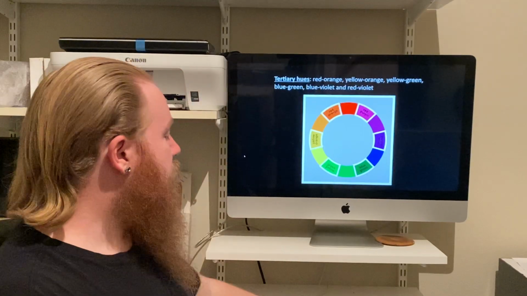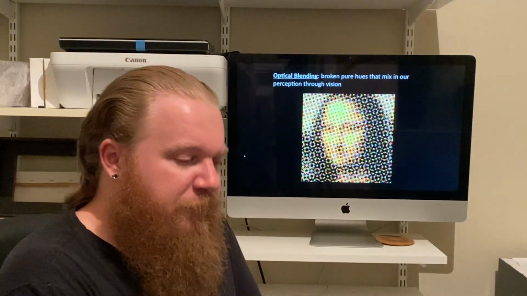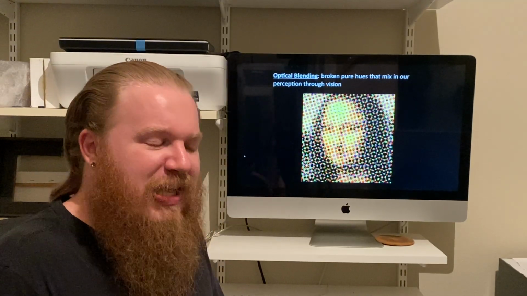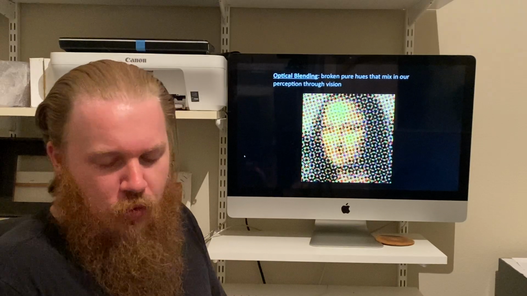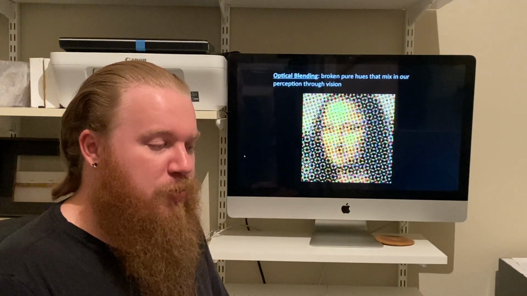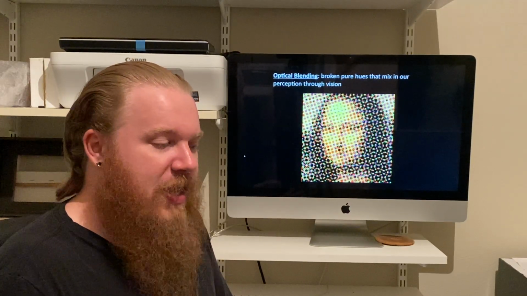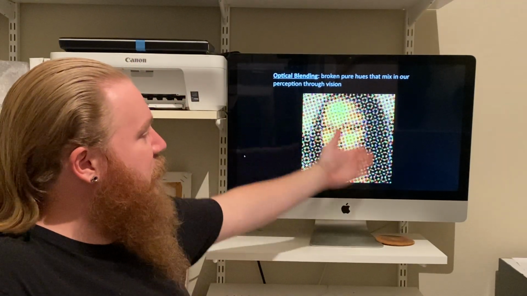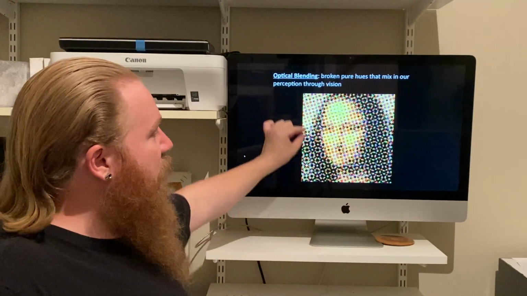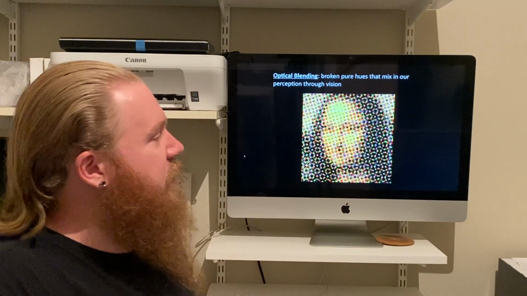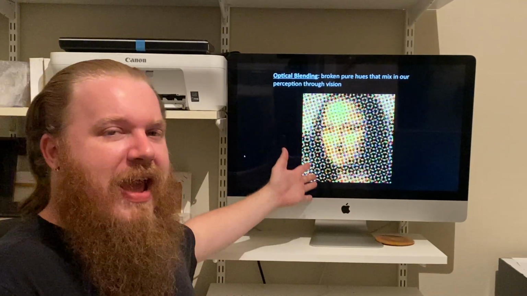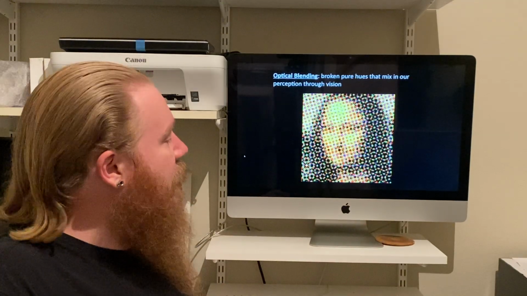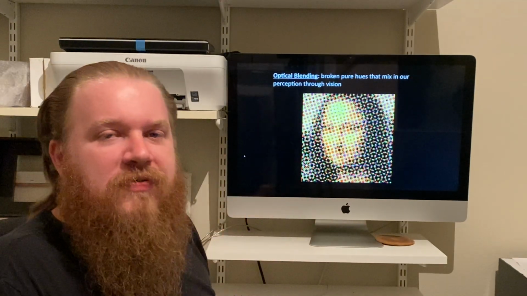So pretty basic. However, an interesting phenomenon that we can also use in color mixing is optical blending. And this is referred to as broken or pure hues that mix in our perception through vision. So obviously we can see an image here of the Mona Lisa depicted with just colored dots. And this is the same thing that Monet was doing with his grain stack paintings that we saw last time. But this is also how offset printing works.